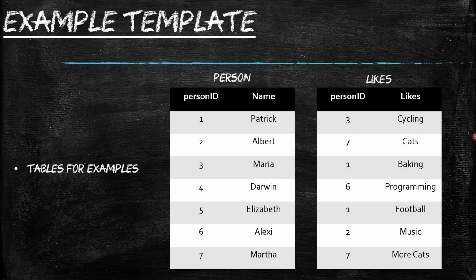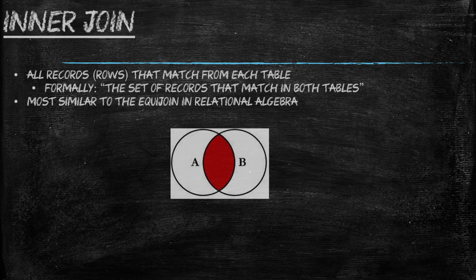So this is an example of the data that we'll be using. We've got two tables. One lists a person, there's their names, and person ID will be their primary key. And then there's a table of likes. It uses their primary key to list their corresponding like. The question is, how do we combine these two and find out who likes what? And to do that, we can use joins.